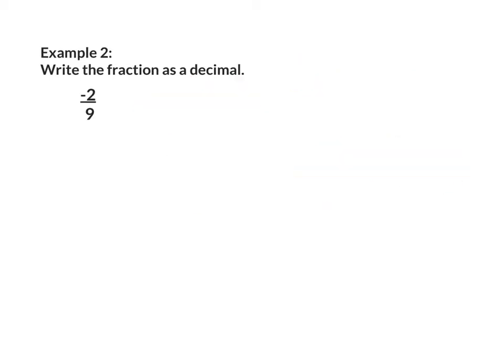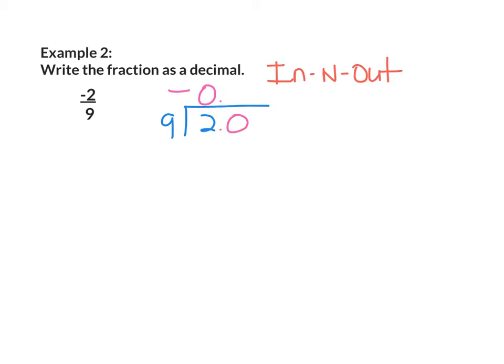Example number 2. Write the fraction as a decimal. Again, I'm going to use the strategy in and out. So 2 is going to go in, 9 is going to go out. 2 is the one that goes in because it's the first number I see. Since it's -2/9, my answer is also going to be negative. 9 cannot go into 2, so I'm going to put a 0. I'm going to add a decimal and another 0.